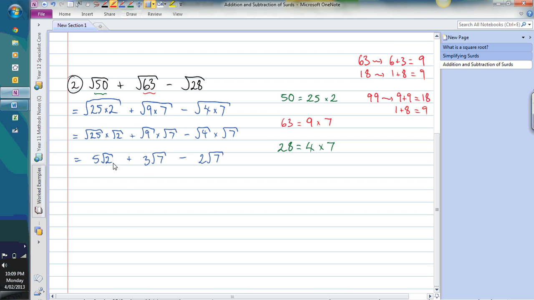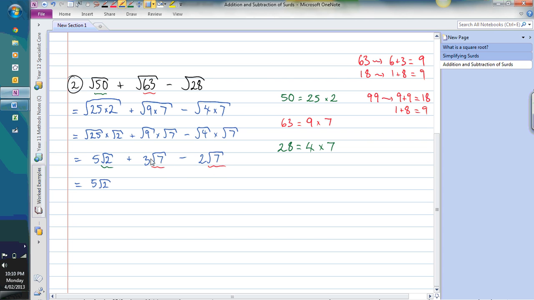Now if we have a look at our 3 terms here, we've got 2 of them that are the same. We've got root 7s, and we've got one of them that's different. And just like our algebra, we can only add and subtract like terms. We can't do anything with other terms. So right away I can see there's only one thing with a square root of 2 in it. It's going to have to sit there on its own. It's not going to be able to be added or subtracted from the other ones.